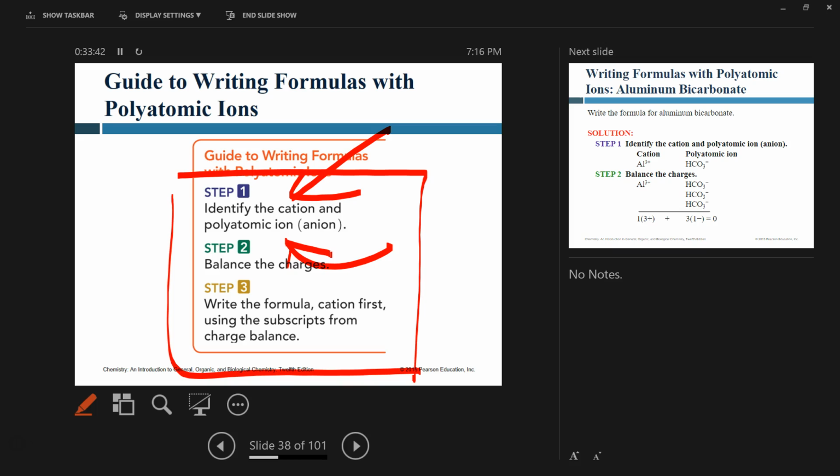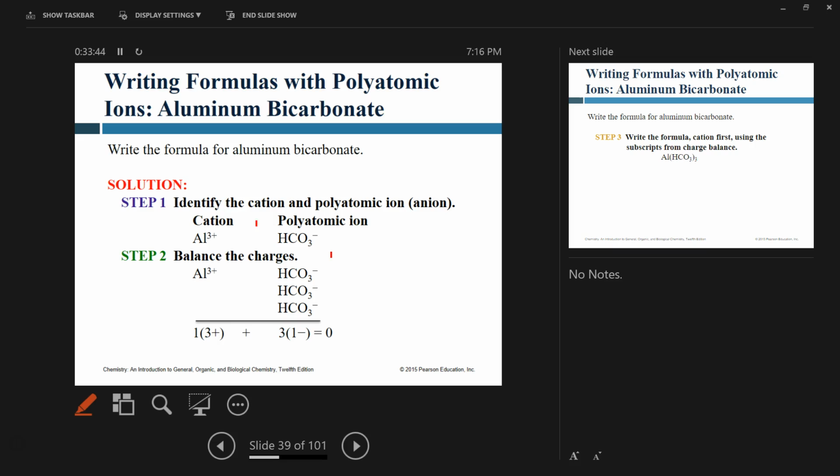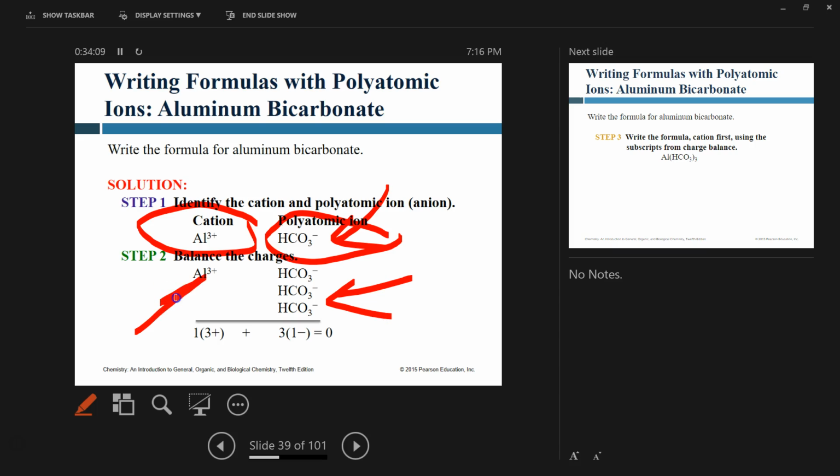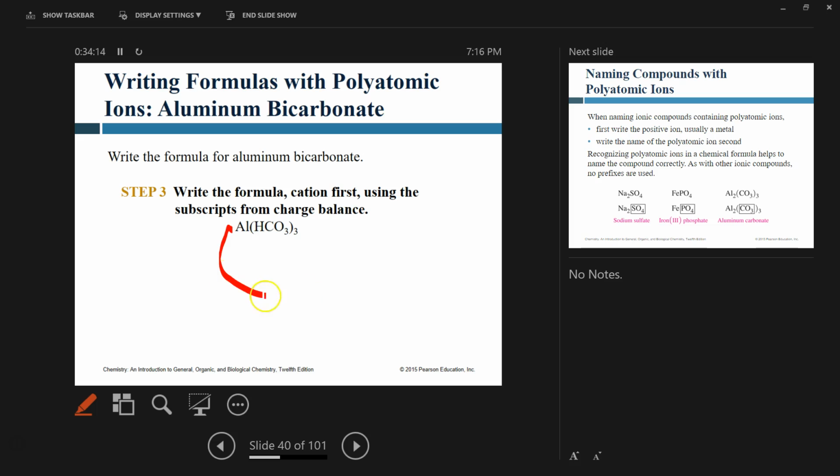For instance, here, cation is aluminum. Anion is bicarbonate. Aluminum charge is +3. Bicarbonate charge is -1. So you need 3 bicarbonates to balance the 3 positive charges on the aluminum. Your final formula will look like this. Does that make sense?